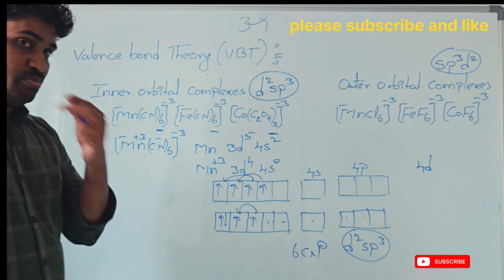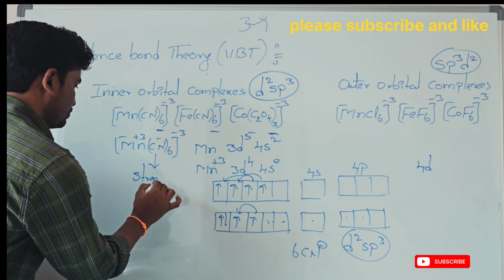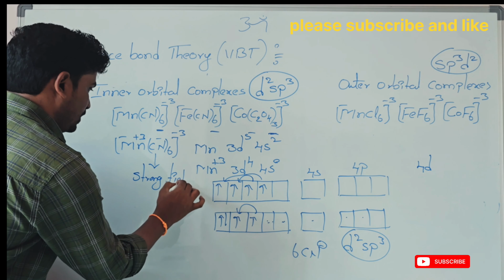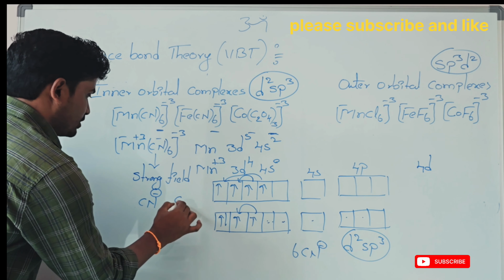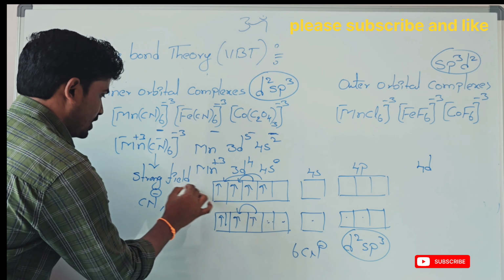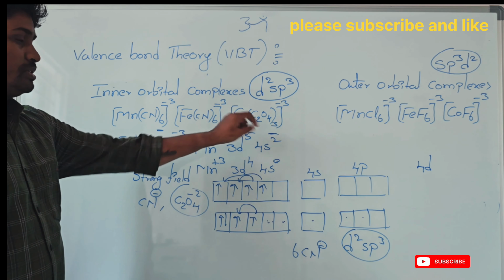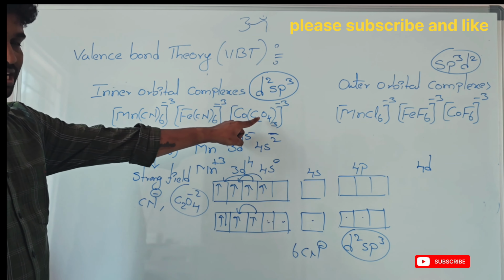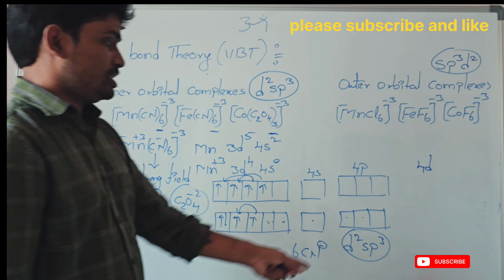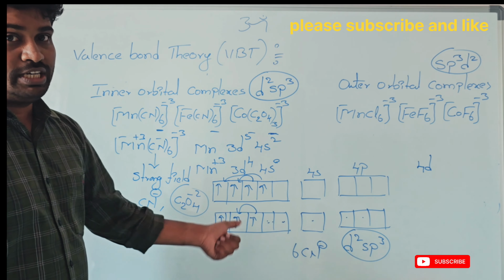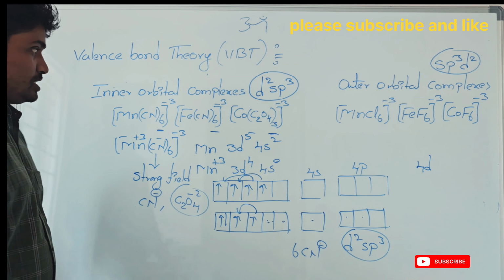Inner orbital complexes are basically observed with strong field ligands. CN minus is a strong ligand. And the oxalate ion in some cases acts as a strong ligand, in some cases as a weak ligand. So in the cobalt plus 3 case, the oxalate ion acts as a strong ligand. So it is an inner orbital complex. Hybridization is d2sp3, diamagnetic in nature, Mn plus 3. This is the example. Next example observed here.